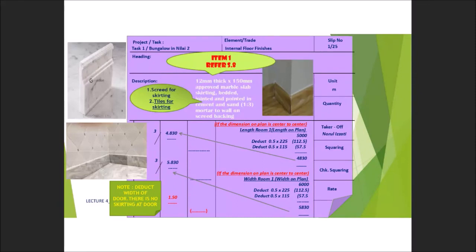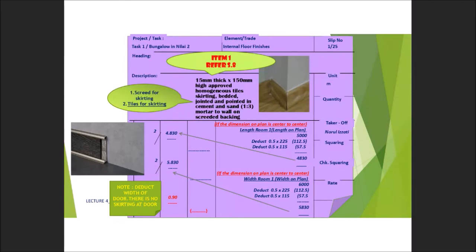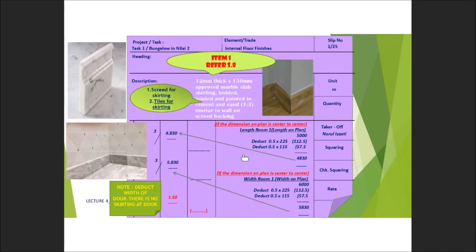Okay, another example is the first one and the second one is showing the different material. 15 mm thick times 150 mm high. So 150 is the height, and the last sentence to mention is the screeded bed. So from this item, actually you have to measure the screed as one item. This is the second item, for example.